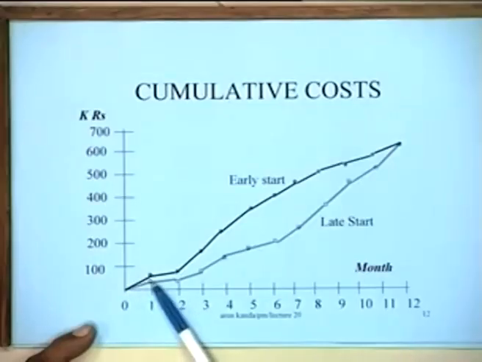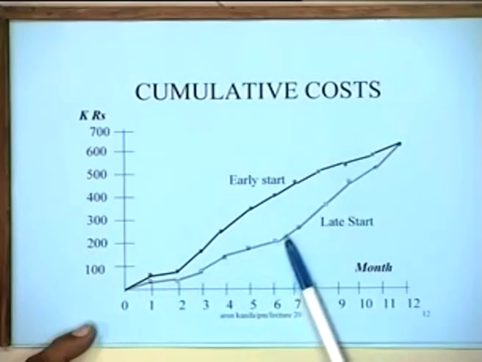But suppose there is a fluctuation in demand and you are not able to satisfy that demand. So what do you do? You typically keep inventories. So inventories are useful in situations where you have uncertainties. Similarly, the early start schedule is useful in situations where you have these kinds of uncertainties and you want to guard against them.